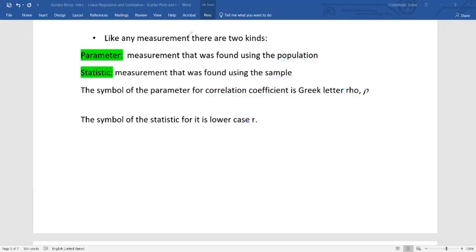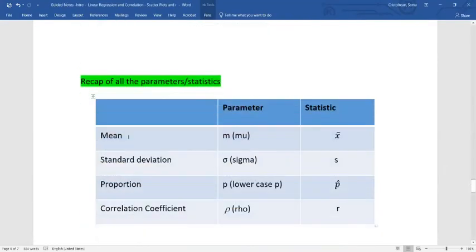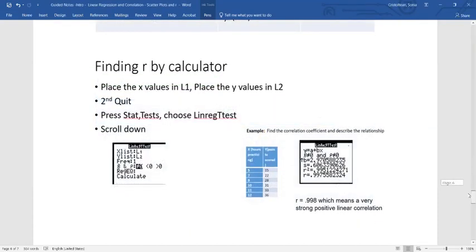But before that, let's recall all the measurements that we discussed in this course. We talked about the mean, and the parameter was mu. The statistic was x bar. We talked about the standard deviation, the parameter sigma. The statistic was S. Proportion, parameter P, and statistic P hat. And now we have a new one, which is called the correlation coefficient, parameter rho, statistic R. So how do we find R? Using the calculator. And I will show this to you very soon.